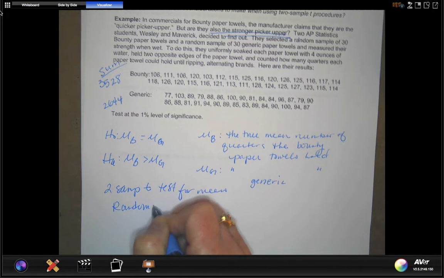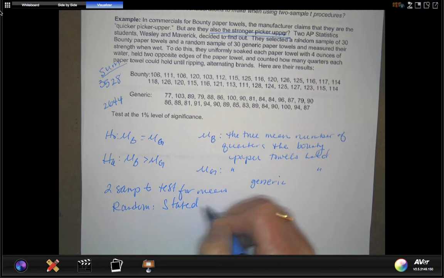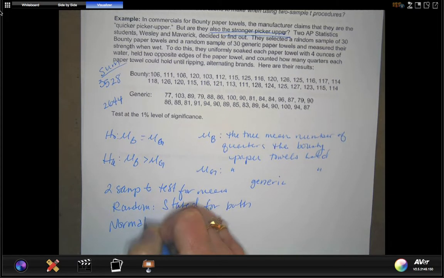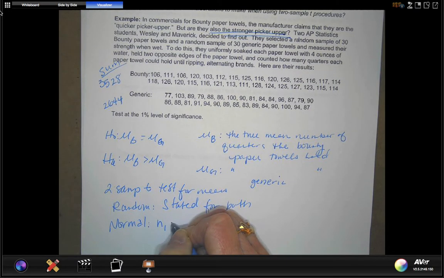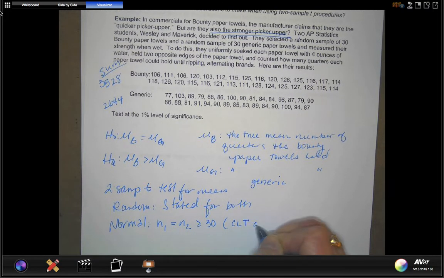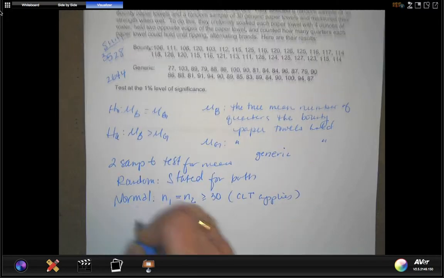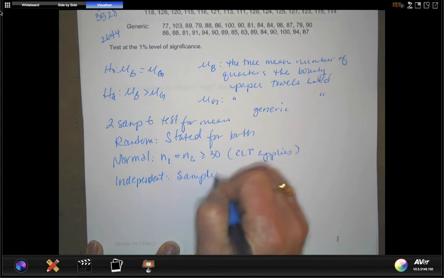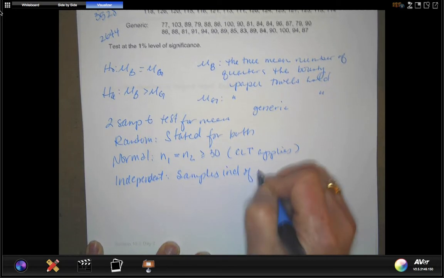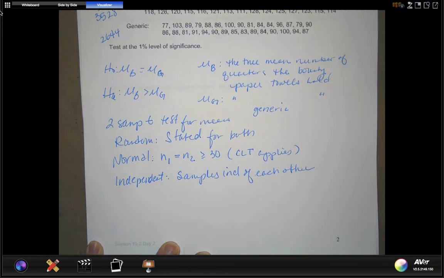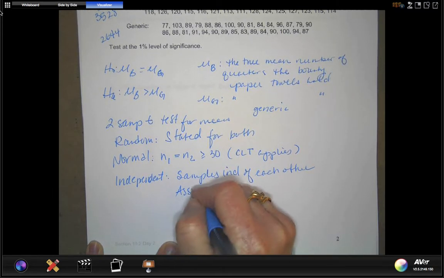Random, so it's stated for both. They took random samples for both. The normal check, thankfully we're at that 30 mark, so n1 equals n2, and they're both greater than or equal to 30, so the central limit theorem applies here. Independent. You can't be both a Bounty and a generic paper towel, so the samples are independent of each other. And then within each sample, we need to assume that there's at least 300 of each paper towel, which is a safe assumption.